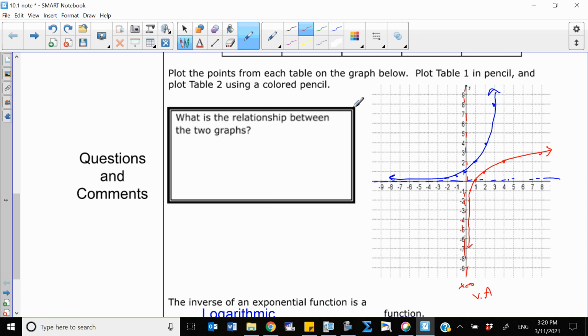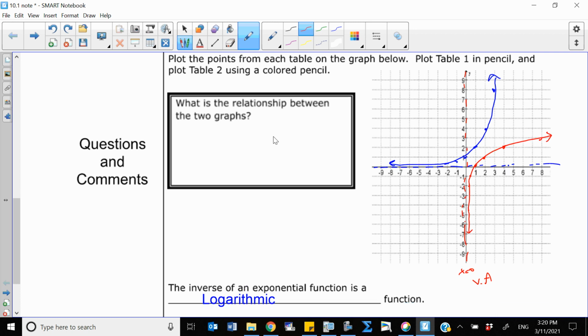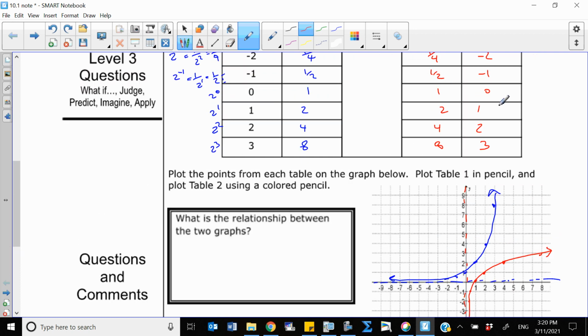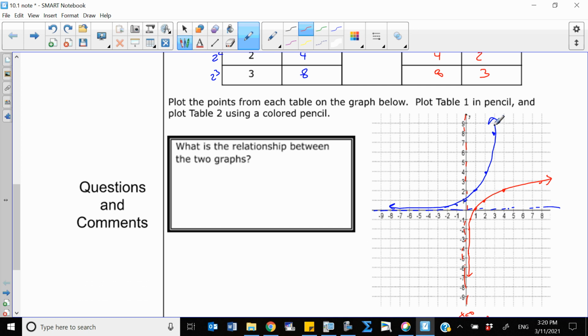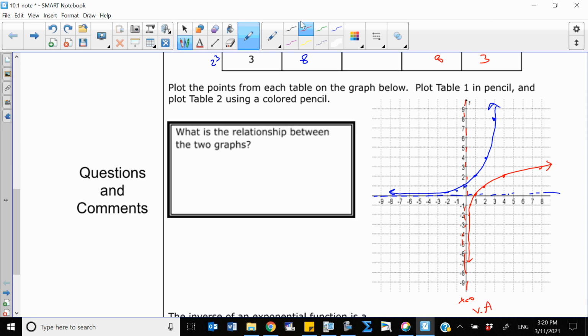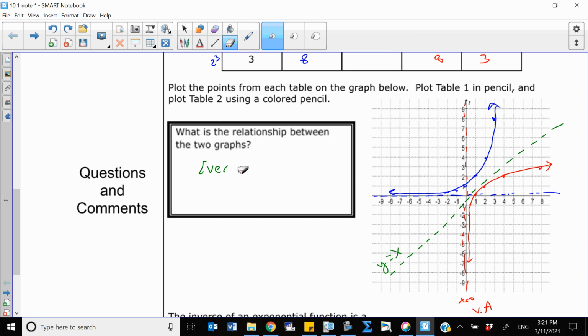Okay, so what is the relation between these two graphs? As you see, first of all, we switched x and y. That means they are inverse of each other. Also, I see that these two graphs are reflected over this line, y equal to x. They're mirror of each other with respect to y equal to x. That means these two are inverses.